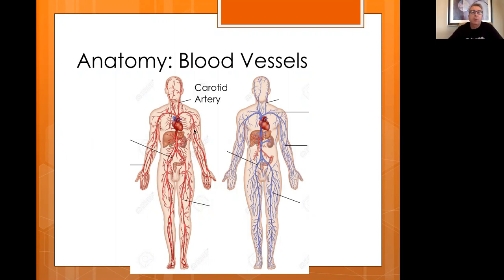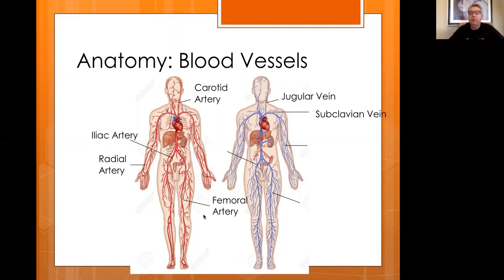All right, so we have our carotid artery, we have our iliac, which is the hip, the radial artery, which is obviously part of the radius. That's actually where we take our heart rate. And then we have our femoral artery. Femoral artery, largest artery. We certainly don't want to cut that. And then our veins: jugular vein, subclavian, which means it goes underneath the clavicle.